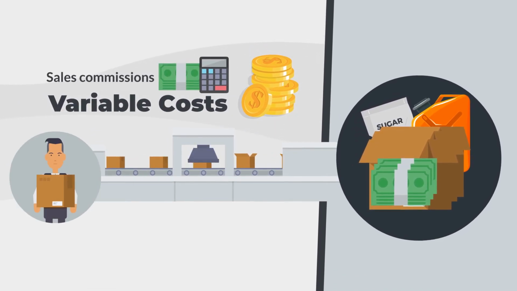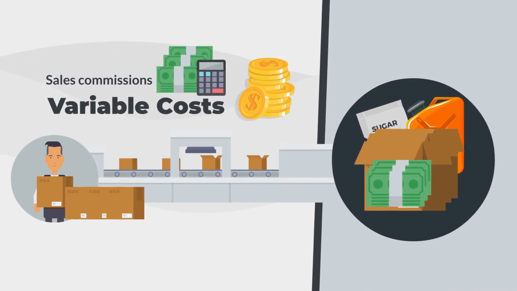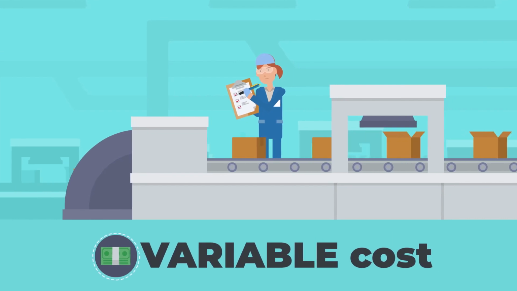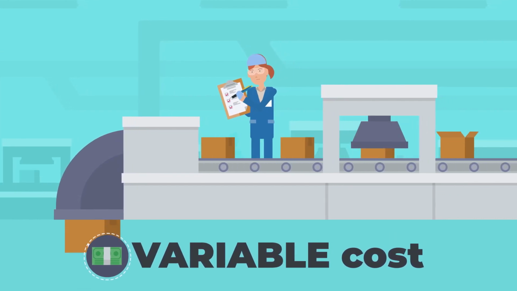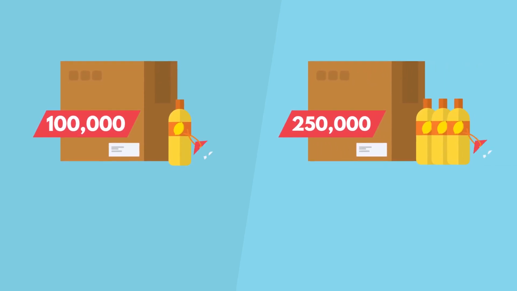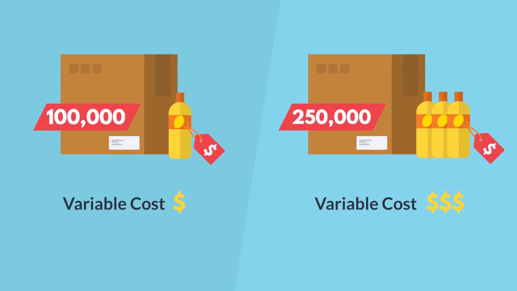Sales commissions, for example, are also considered variable because the size of a commission is tied to the volume of products sold by an employee. Because variable costs are tied to production, they are usually thought of as a constant amount expensed per unit produced. For example, if a lemonade manufacturer increases production from 100,000 bottles a week to 250,000, the cost per bottle remains the same, but the total variable cost increases proportionately to the increase in production volume.